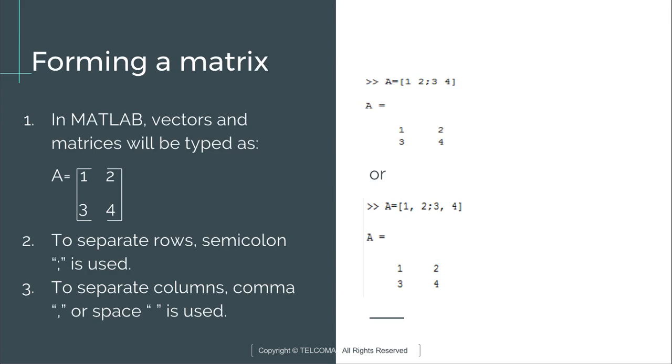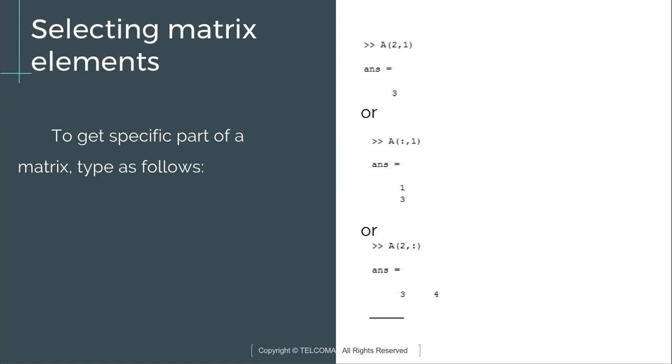Next is how to form a matrix. In MATLAB, vectors and matrices will be typed as shown here, like variable name A equals to, in square brackets, write the elements. To separate rows, a semicolon is used, and to separate columns, a comma or space is used.